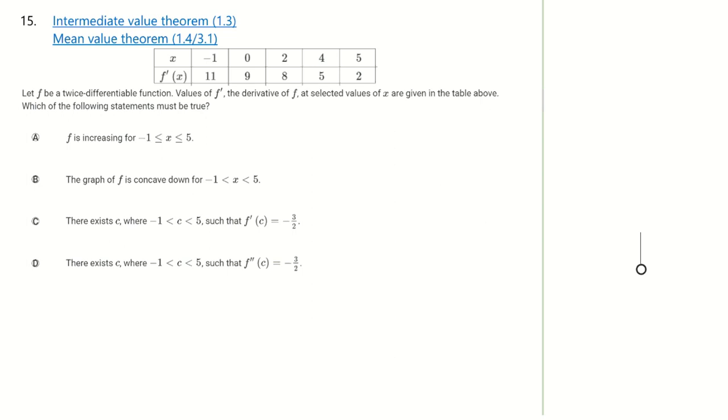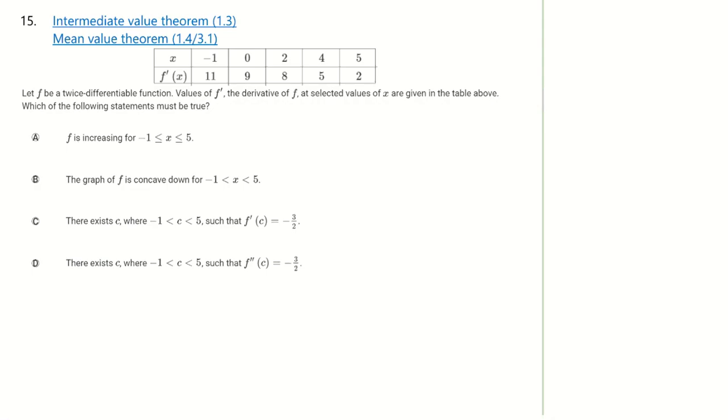Okay, there exists a c between -1 and 5 such that f prime of c equals -3/2. No, that would be if we saw this was, I don't know, -2 or something, then I'd know, oh, okay, f prime is continuous because f is twice differentiable, and if f prime is differentiable, then f prime is continuous. But we don't really have any evidence to say that f prime is going negative. So it's going to be D.